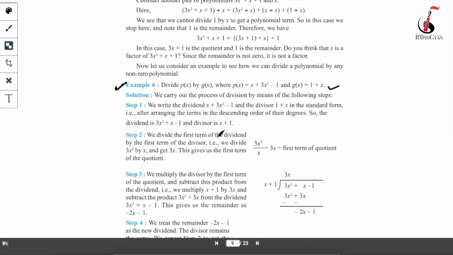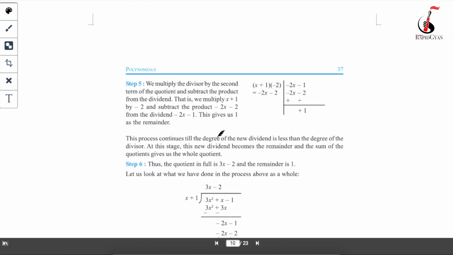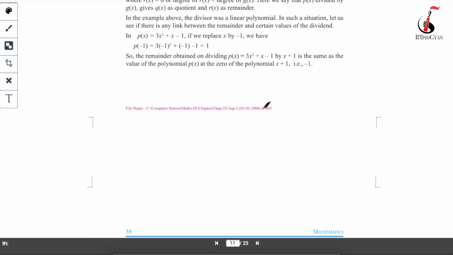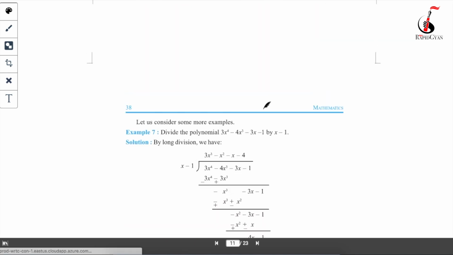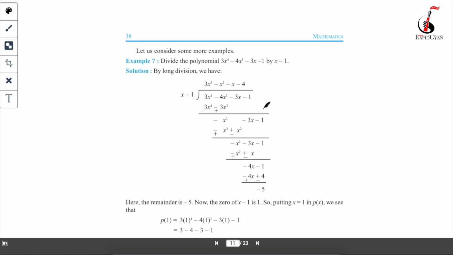Okay, so this is one example of your remainder theorem. This is what they have explained over here. Hope it's clear guys. Check here, dividend is equal to divisor multiplied by quotient plus remainder. Okay, so now we will solve more questions on this. So let's solve this next question.